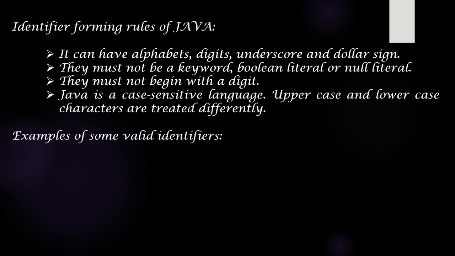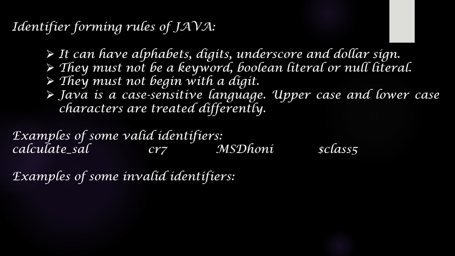Let us have some examples of valid identifiers, such as these. Now let us go through some invalid identifiers. You see the first invalid identifier. Why is this invalid? Because we have discussed in the rules that it must not begin with a digit.